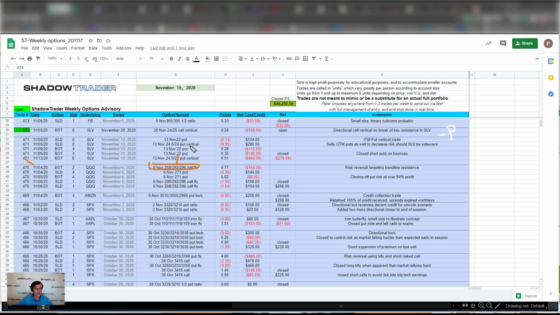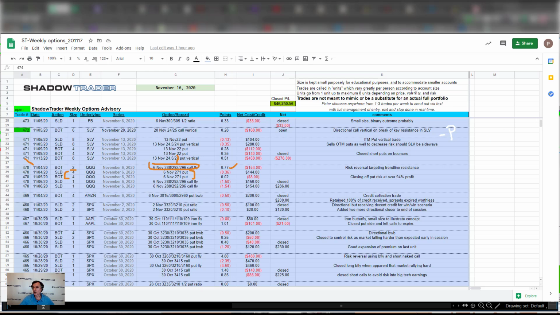So again, let's look at this example here. How did we structure that move that I just showed you on the chart? Well, we bought 2 units of a call butterfly on the QQQ for 77 cents each. Now, because this is a risk reversal, we needed to finance it on the put side. And how did we do that? We did that right here by selling 4 units of 271 puts.